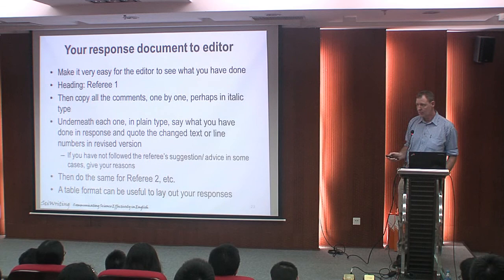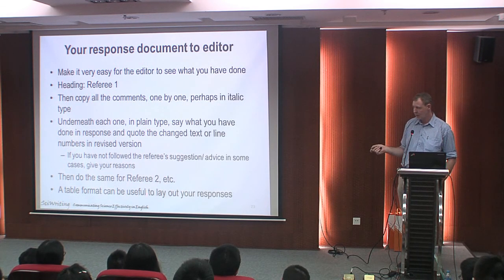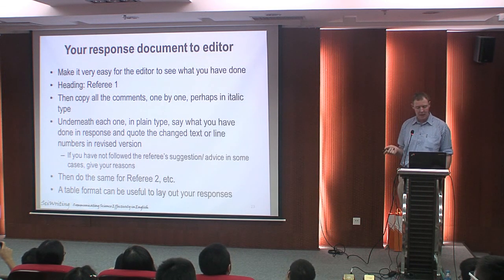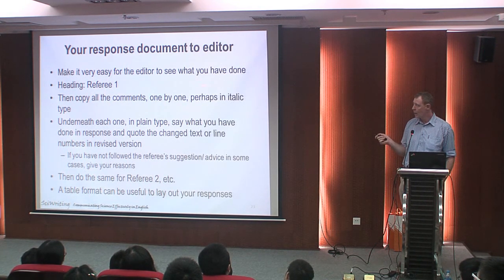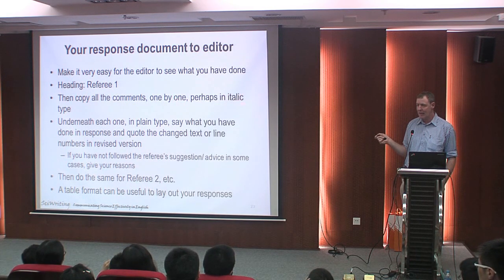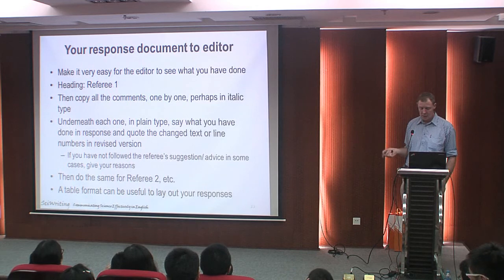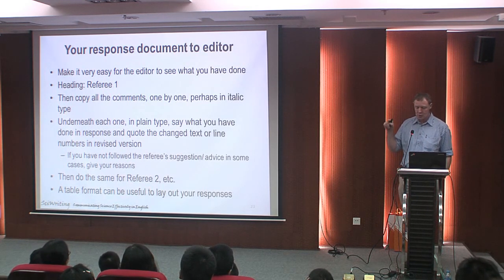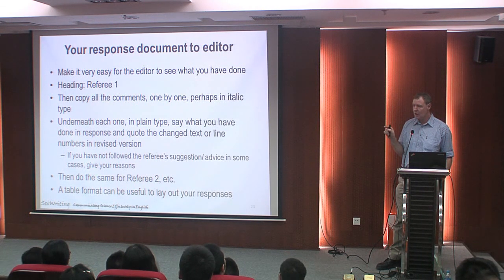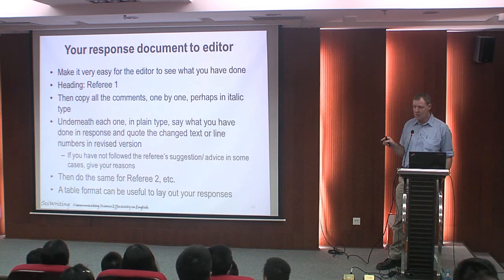When you write back to the reviewer, this is fairly simple stuff, but I see a lot of reviewers who don't do this, and therefore a lot of students don't understand. The best way to write to the reviewer and the editor is to show them exactly what you have done. So you make a heading of referee 1, and then copy all the comments one by one, perhaps in italic type, and underneath each one you say what you have done in response to that comment from the reviewer and quote the change in the text or the line or the table or the figure and the line number in the revised version.